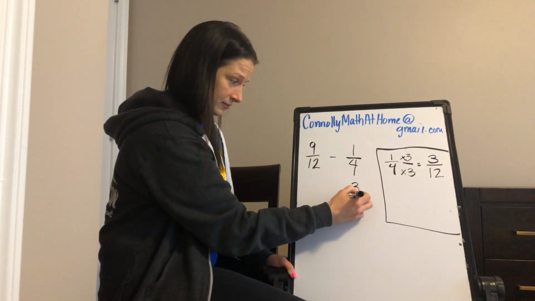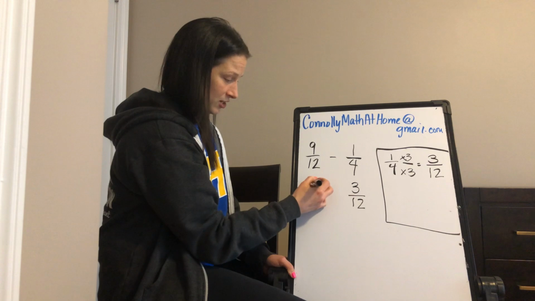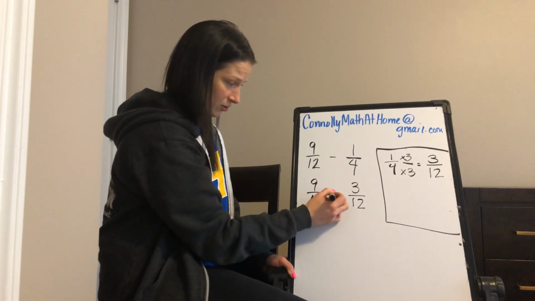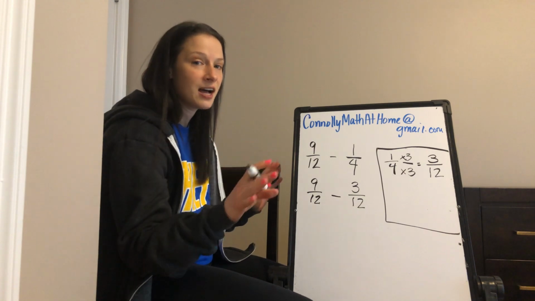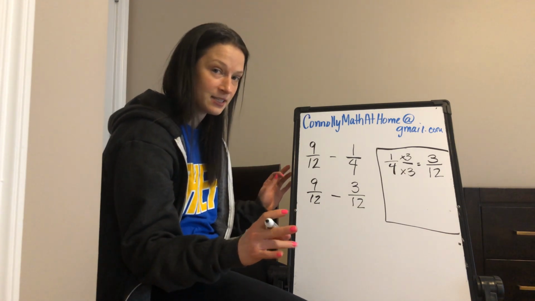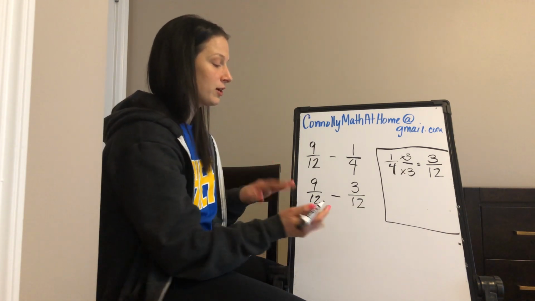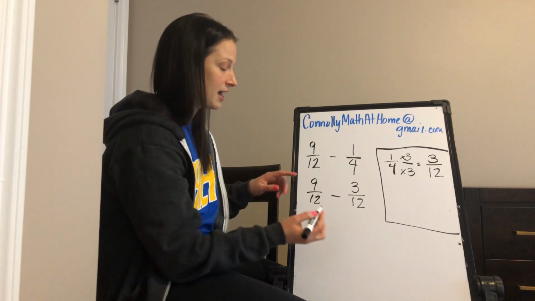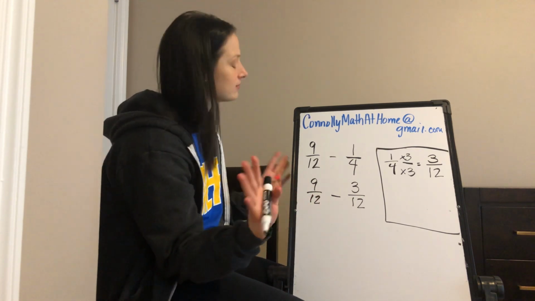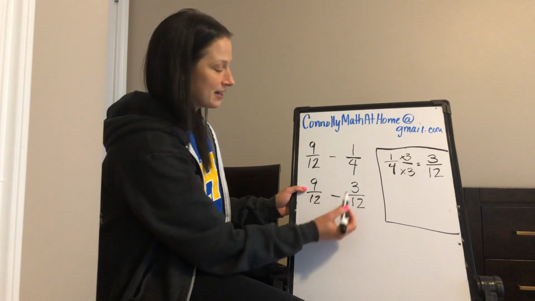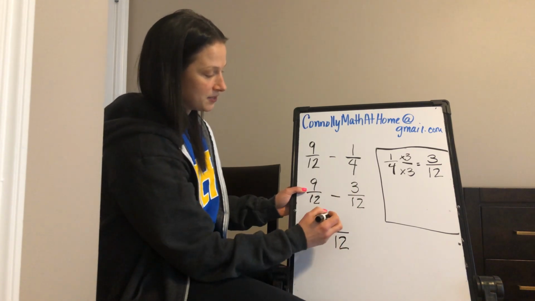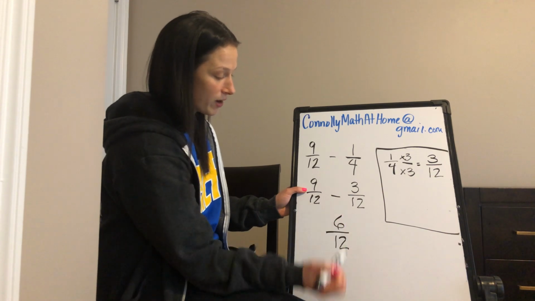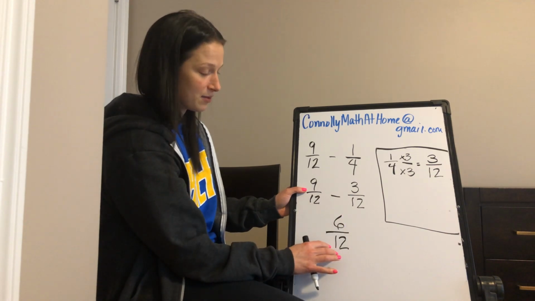I'm going to write it here. I'm going to make sure I copy this down correctly. And then the denominator does not change when you are adding and subtracting fractions. You are combining pieces that are the same size. Well, we're subtracting. So anyways, 9/12 minus 3/12 leaves us with 6/12. Denominator stays the same.